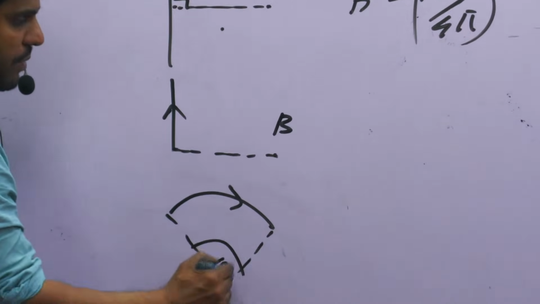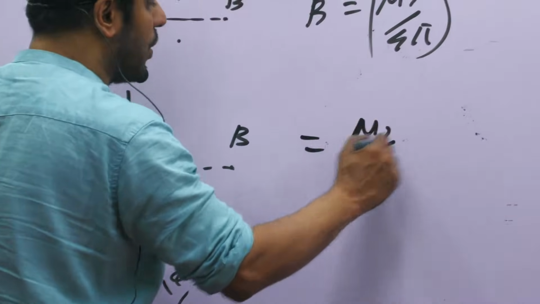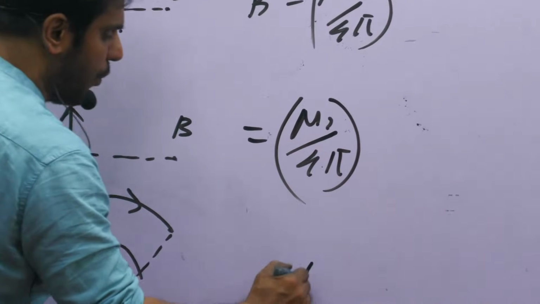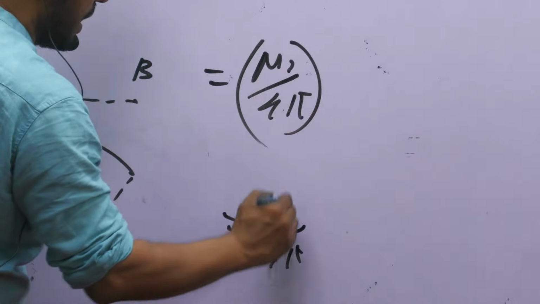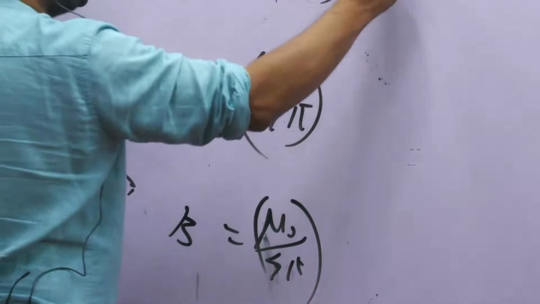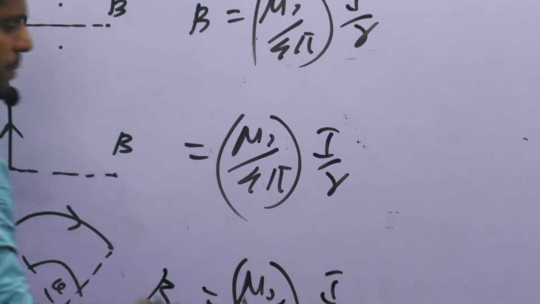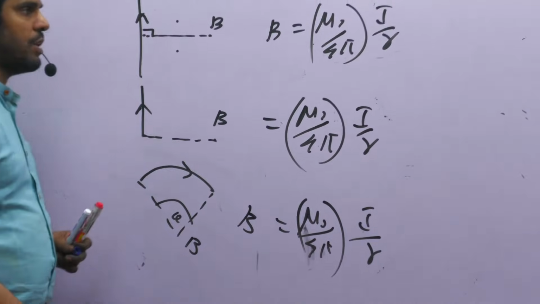With subtended angle theta, B. Always mu naught divided by 4 pi exists here. All the equations for magnetic field have mu naught divided by 4 pi. Always I and R are here, because B is generated by I out from the line and R is inverse to B.